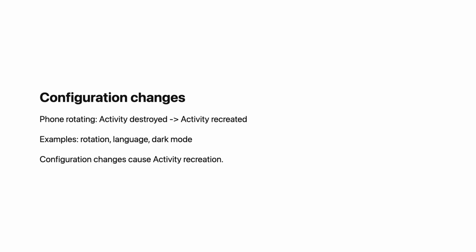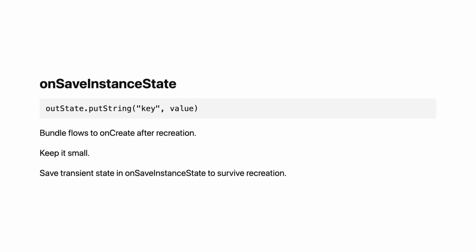The user was filling a form. Rotations should not lose their input. OnSaveInstanceState lets you save state before destruction. Override fun onSaveInstanceState(outState: Bundle). Put values in the bundle, outState.putString(key, value). The system passes this bundle to OnCreate when recreating. SavedInstanceState is null on first creation, non-null on recreation.